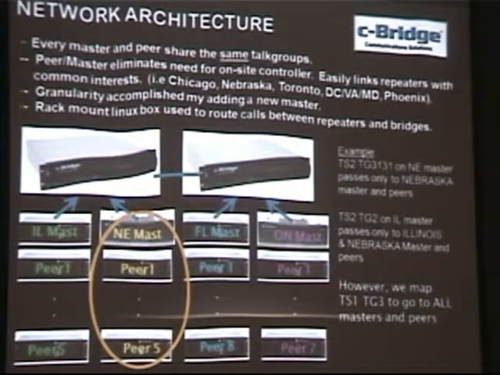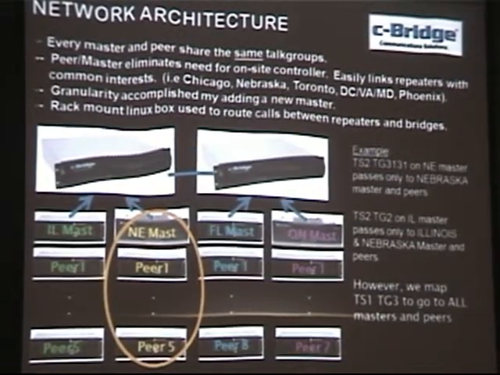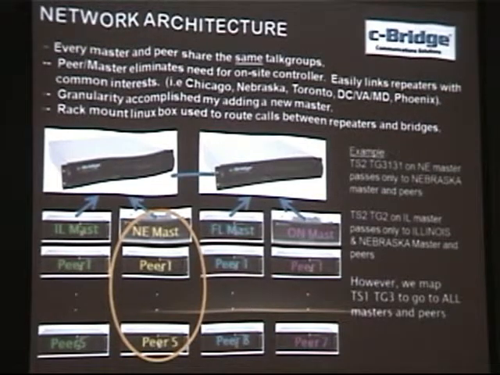This is part of the network architecture. It kind of gives you an idea how things work. The C-Bridge is what connects everything together to the internet. You have, for example, an Illinois master, a Nebraska master, a Florida master, and an Ontario, Canada master. These are just examples, that's not all of them. For example, if you wanted to talk to Nebraska only, you would go to time slot 2, and the talk group is 3131, which stands for Nebraska, and you'd only talk to Nebraska stations, masters and peers.